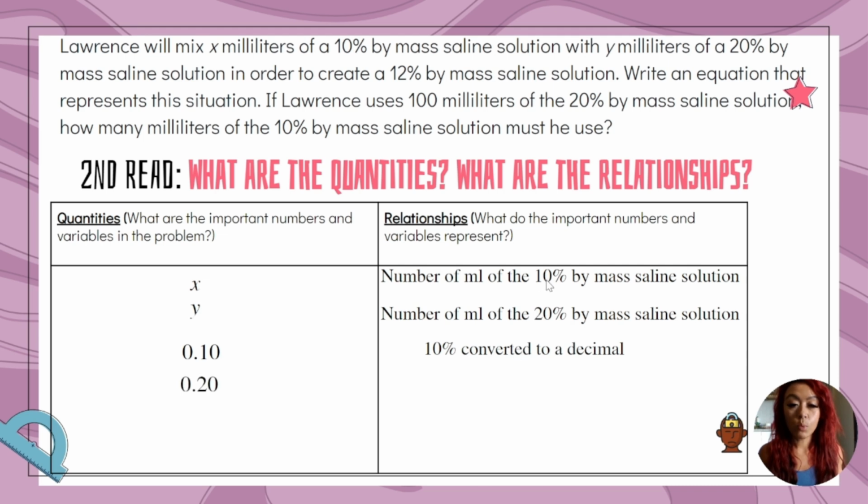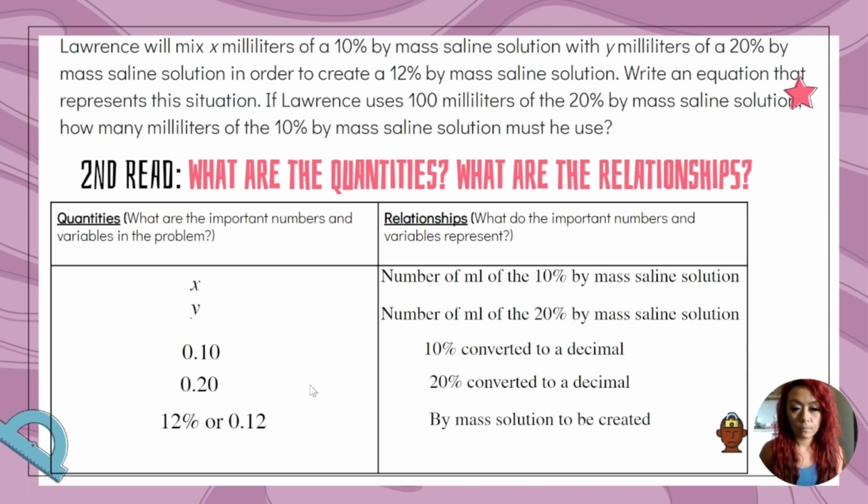Then we have 0.20, which is 20% converted to a decimal. Again, when you're given percentages in word problems, you must convert them to decimals when writing your equations and working with them to solve. Then we have 12%, right, which will convert to 0.12. This is the by mass solution to be created, right? Notice how when I was reading it and I got to that point, I always emphasized the word create, right? Because that's going to be really important in understanding the problem and writing our equation.